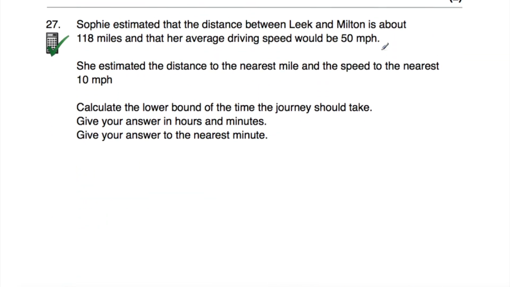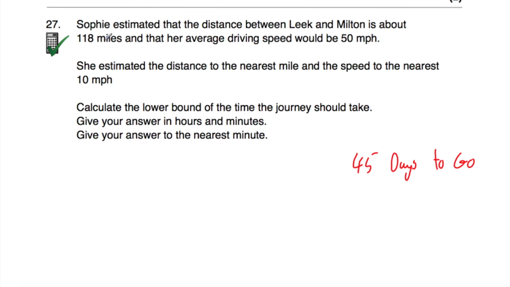It's a limits of accuracy question, and actually we covered this recently. We covered it yesterday. So if you watch 45 days to go, that'll help you with this question in terms of limits of accuracy. If you want a bit of a hint in this question, well, we've got the distance between Leek and Milton is 118 miles to the nearest mile.